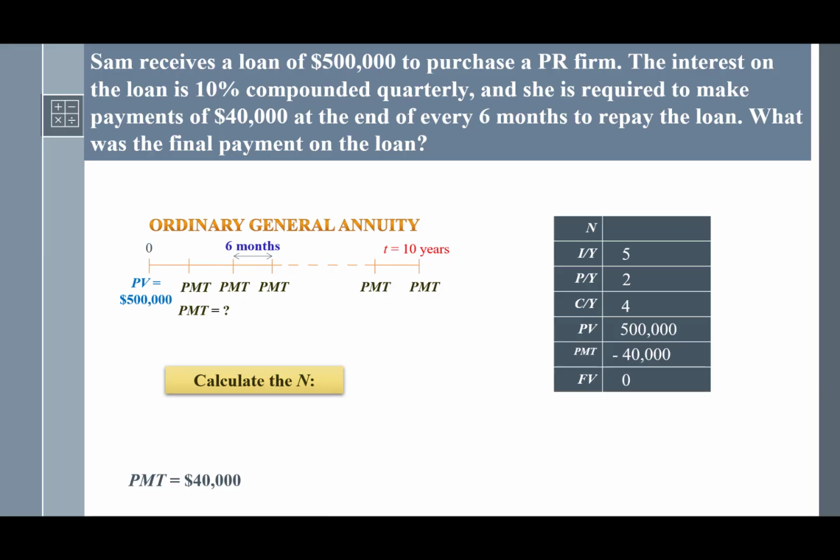When we calculate N, we get 15.1957, so 15 point whatever payments. We have to round up to 16 payments. As you can see, since N is a decimal, that means the last payment, the 16th payment, would be of lesser value.